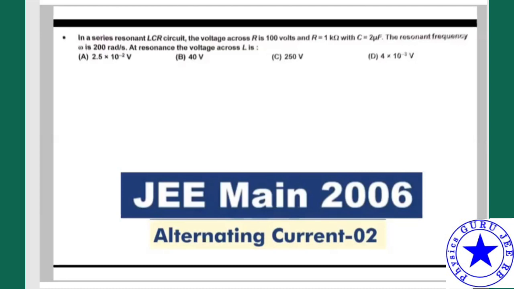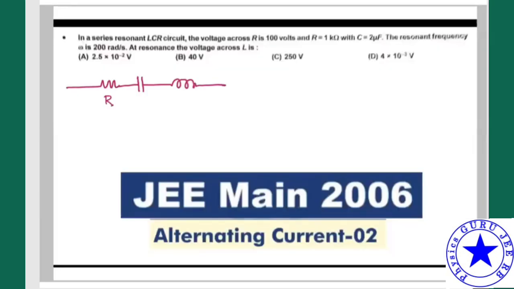So let me draw a diagram here. If I take these points, a resistor, and here a capacitor and an inductor. Hope it is clear. So R is 1 kilo ohm, which is given, and capacitance is given as 2 microfarads, and for the inductor L, XL is nothing but omega into L, right?